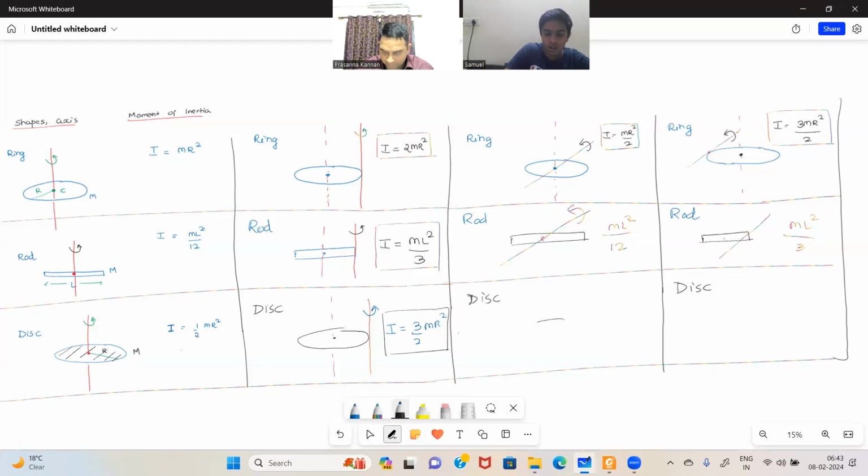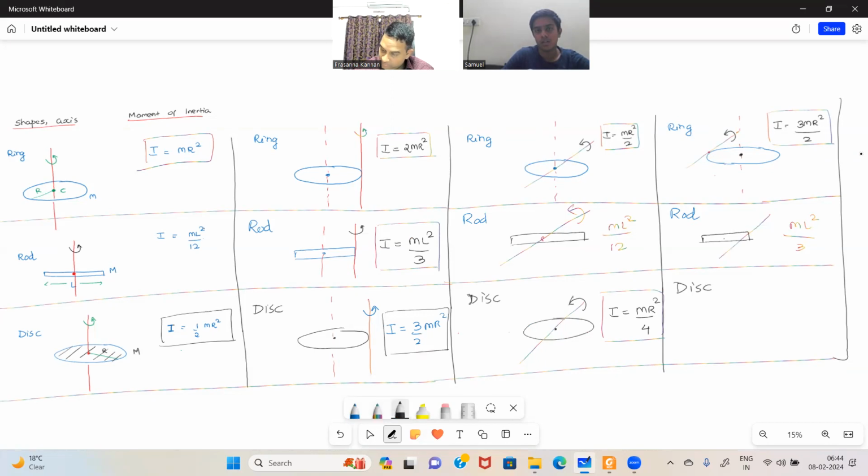Now I change the plane. Now the axis is passing through the center of mass, but it is on the plane itself. If it is so, it will be half of what it was before. Earlier it was mr square by 2, correct? Now it will be half of that. That's something you can remember as a trick or a short technique. For ring, it was mr square. The moment you shift it on the plane, it is half of it.